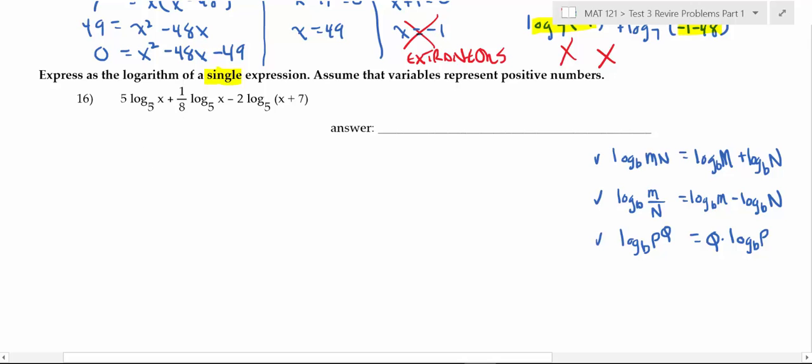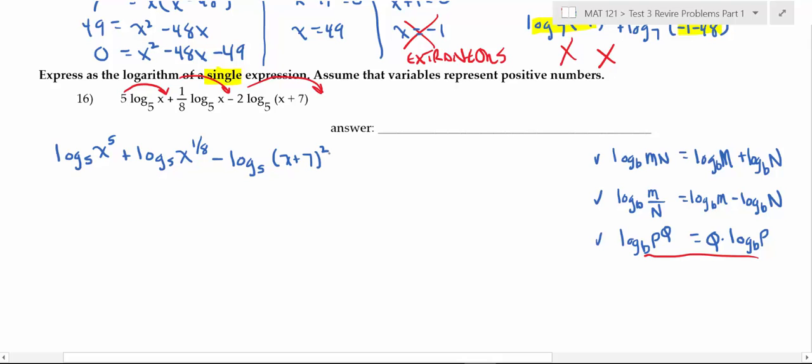The first thing you've got to do, before you can put the logs together, is that any number in front of a log has to be brought up into the exponent. So step 1, you have to start this way. You're going to utilize this property right here at the beginning of the problem. So let's do that. We're going to have logarithm base 5 of x to the 5th plus logarithm base 5 of x to the 1/8 minus logarithm base 5 of x plus 7 to the 2nd. So we've got that as step 1, using this property right here.